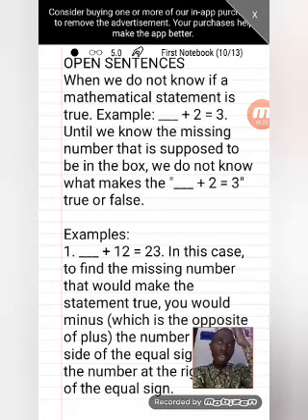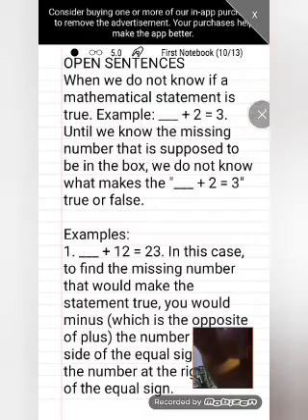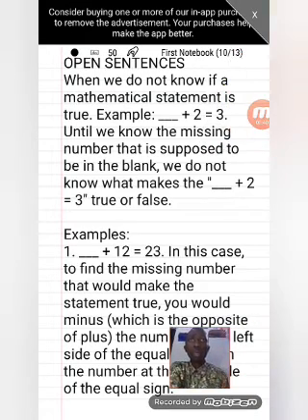Now, the example we have here is a blank plus 2 is equal to 3. So we do not know what number can add to 2 to make it 3. So when we get the number that can add to 2 that will give us 3, in that case we will know that it is true. But every other number that does not add to 2 to get 3, that is false. So what we are heading towards is the truth.